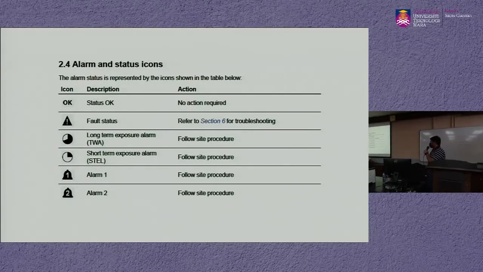Okay, so based on these icons, these are the alarms and status icons. If okay, it means the status is okay and does not require any action on the gas detector. If there is a fault status, it will show this type of symbol. Long-term exposure alarm, which is the TWA, will show this symbol. And this symbol will show short-term exposure alarm. Alarm number 1 means the first alarm, low alarm, and the second one is currently the high alarm. And then it will blink and show which type of gas has exceeded the alarm.